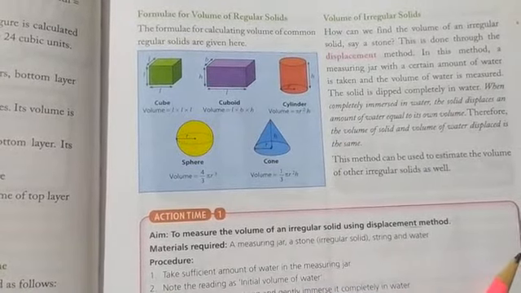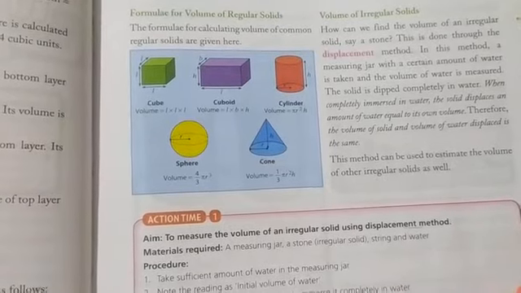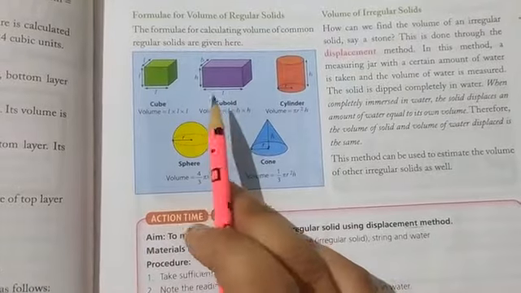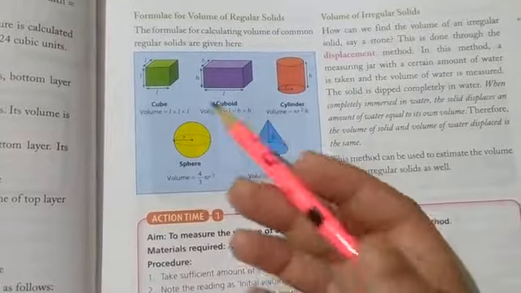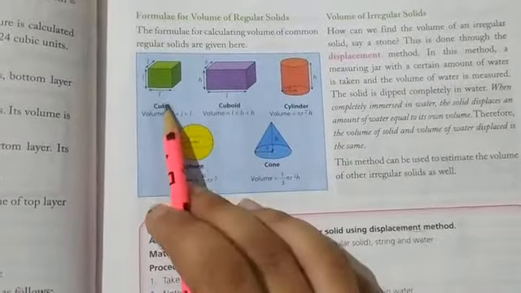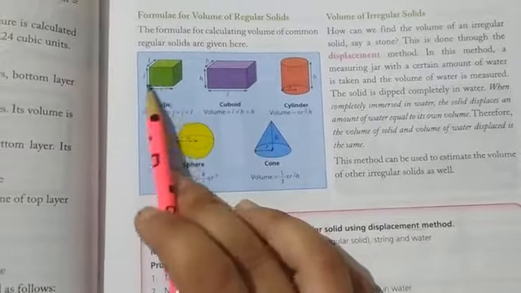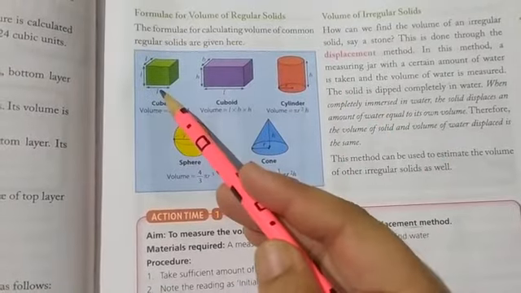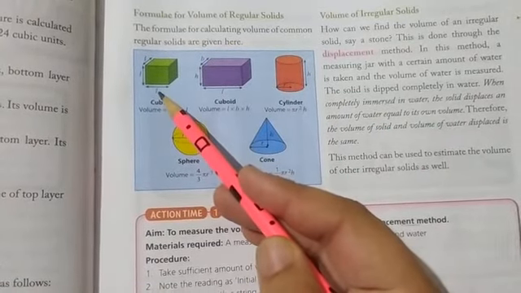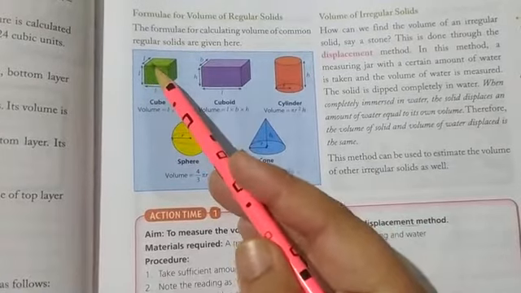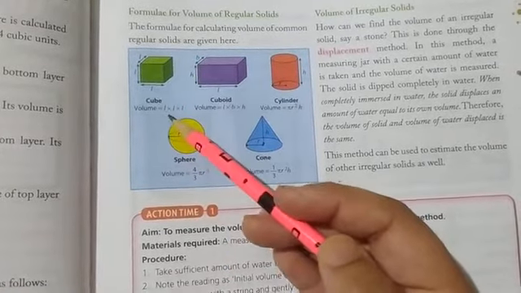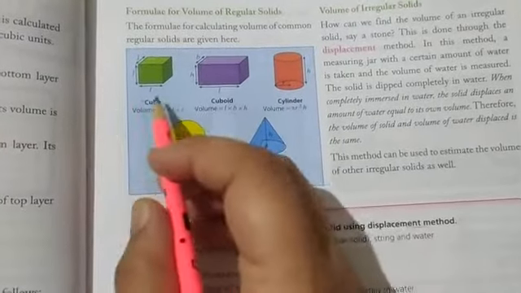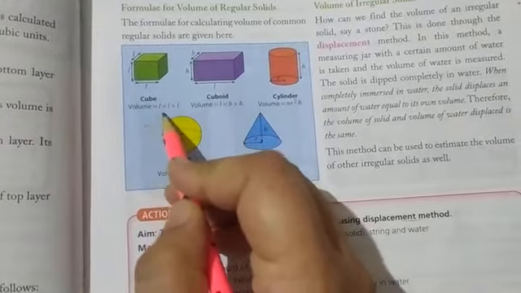As you have learned, we can find out the volume of these regular solids very easily by using some common arithmetic formulas. First one is cube. A cube has each side the same. That means if we assume it is of length L, breadth L and height L, then volume will be equal to length multiplied by breadth multiplied by height, that is same. So that will be equal to L cube.